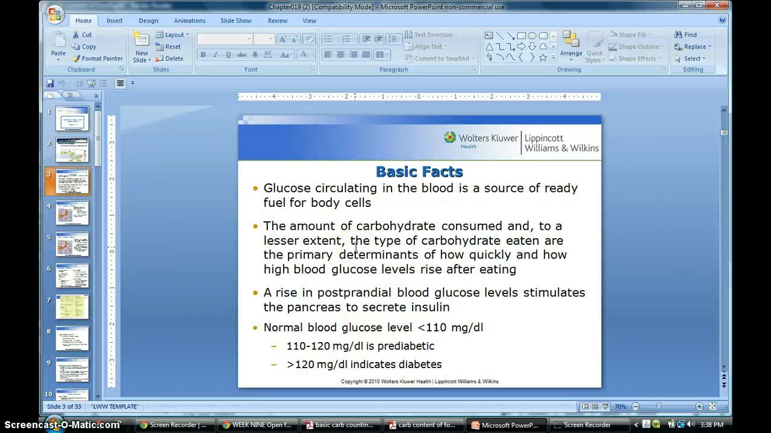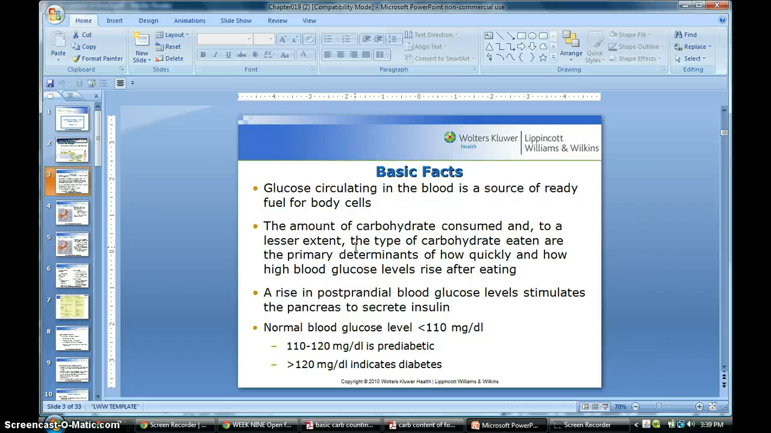So it used to be that we said all carbs are created equal. We used to say to people who have diabetes, no sugar, no dessert, minimal fruit. Well, these things are true only to a certain extent. The amount of carbohydrate is going to be the number one determinant, and then the type eaten is number two.